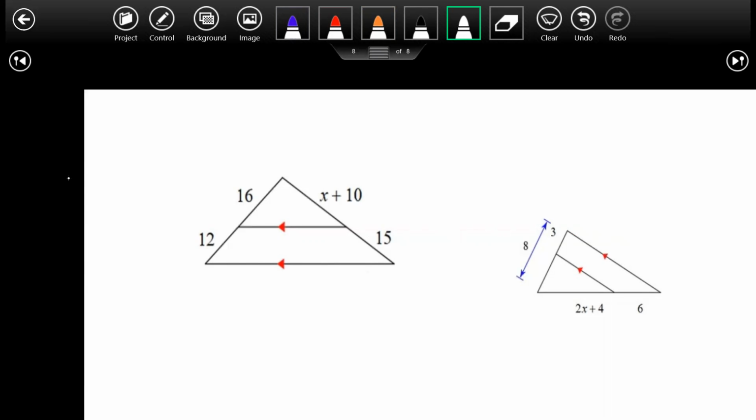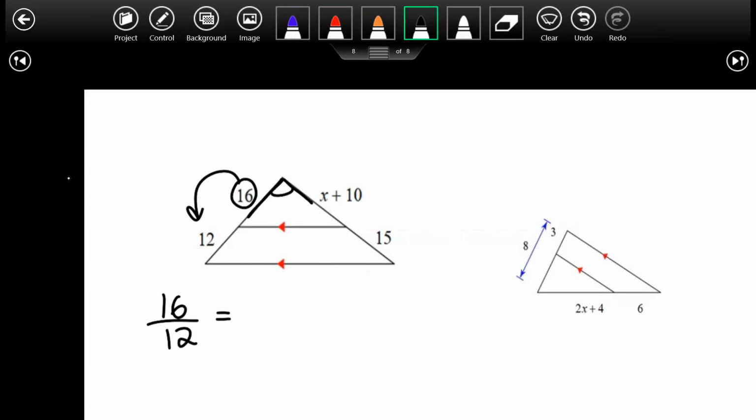TPT theorem, triangle proportionality theorem. We have to be able to create the ratios for these. Whatever the angle opens up to make the larger triangle is what we're going to use as the reference point. We're going to do our smaller triangle to this side, so this will be 16 over 12.